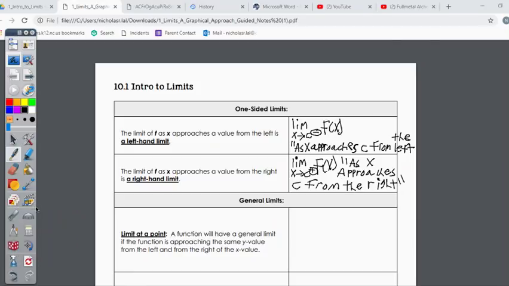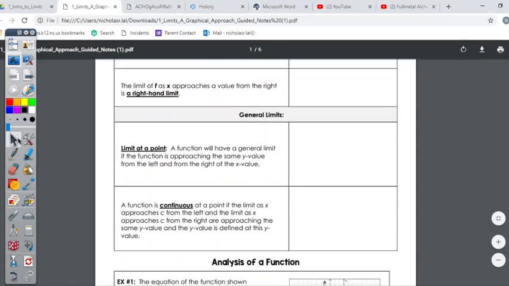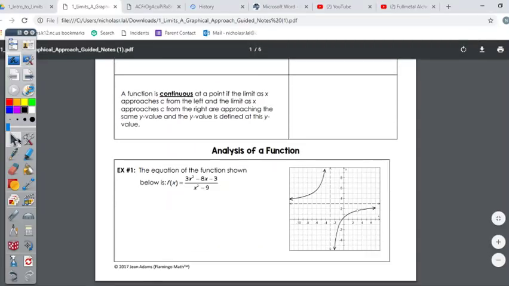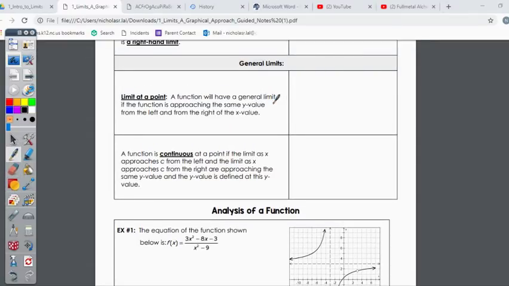For general limits, a function will have a general limit at a point if the function is approaching the same y value from the left and from the right of the x value. So DNE, does not exist. This is just another nomenclature thing. DNE means does not exist.